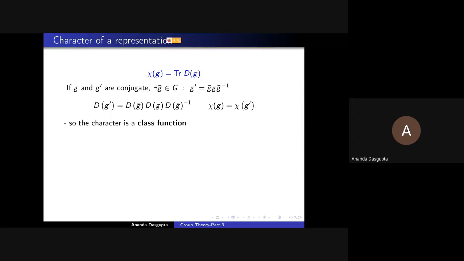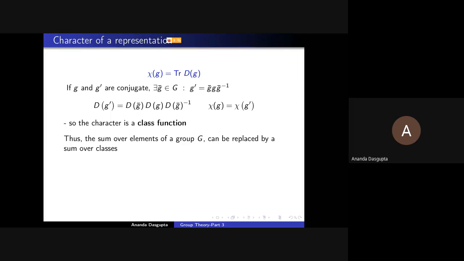So for example, in our S3 group, I don't have to ask what is the character of A, B, C separately. Give me the character of any one of them because they're all in the same class. The moment I have the character for one of them, I have the character for all of them. Okay? So what this means is that instead of summing up over all elements of the group, which we were doing a while ago, you can actually sum up only over classes.